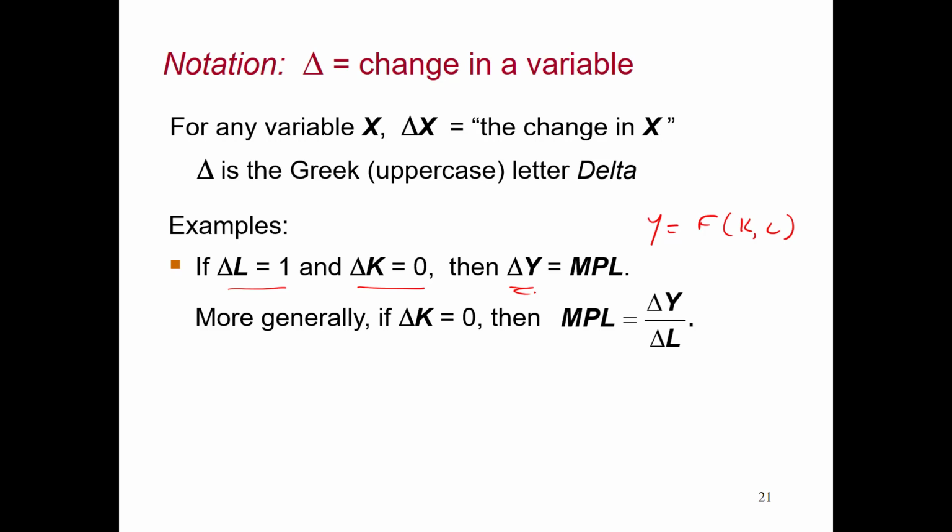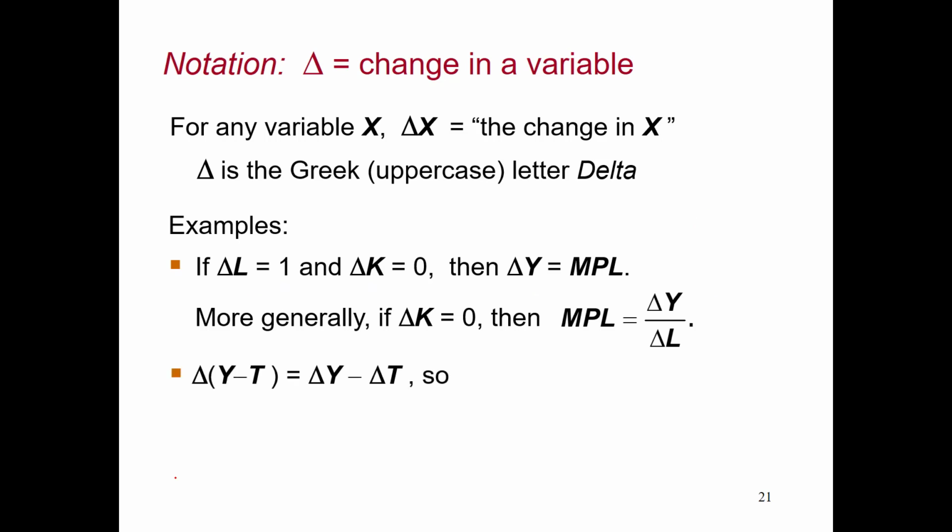We can think of that more generally. So again, holding k constant, the marginal product of labour is the change in y divided by the change in L. Of course, if we take the limit as delta L approaches 0, then we have our first partial derivative.